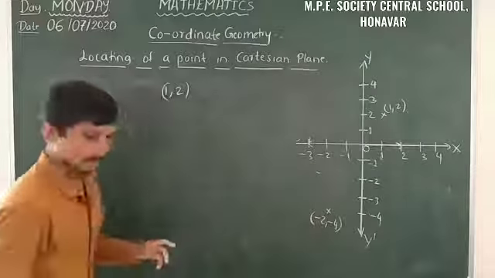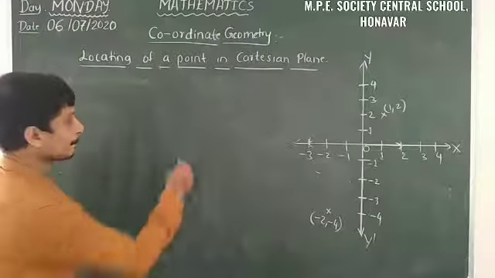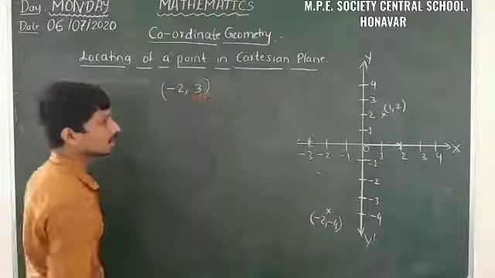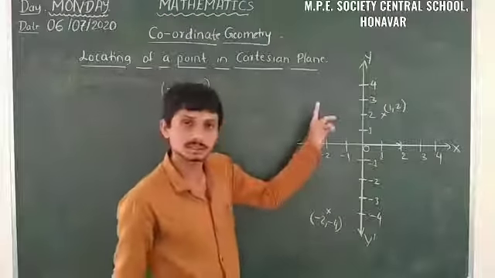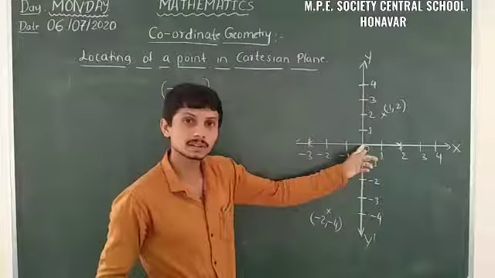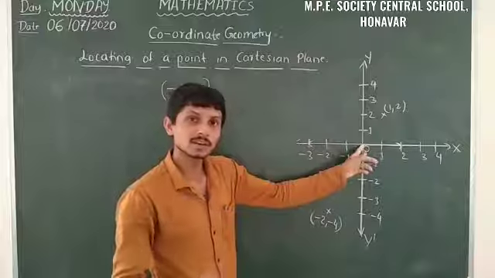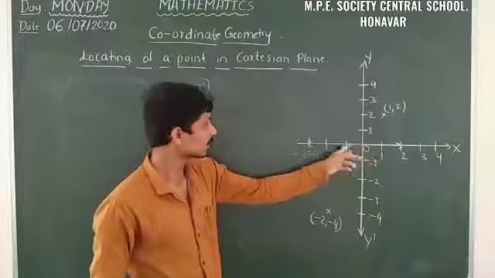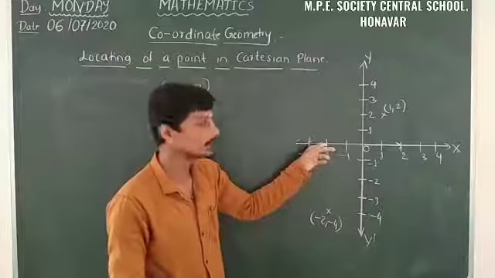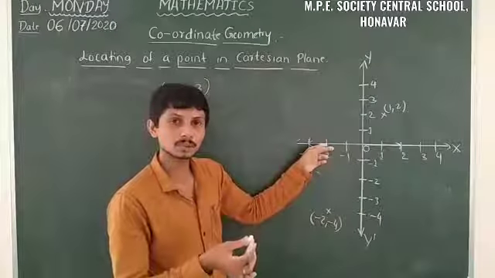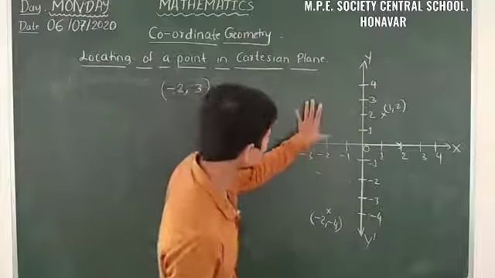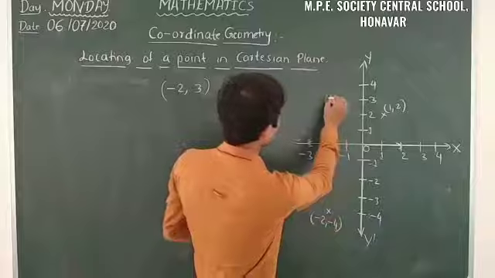Then here I will take minus 2 comma minus 3, in the third quadrant. Firstly we have to take the perpendicular distance from the y-axis. So firstly I will take minus 2 distance, and I will come here from the y-axis. Then we have to take the perpendicular distance from the x-axis, that is minus 3. So minus 3 distance, that is here I will come here.